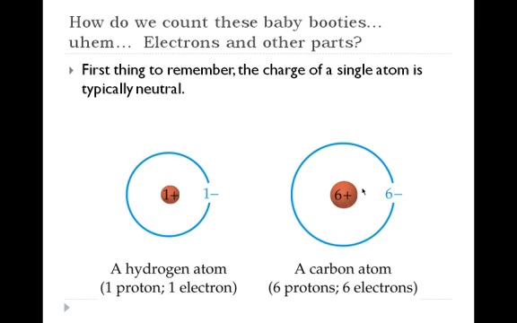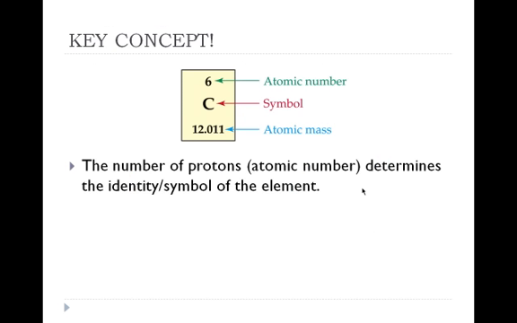All right, so let's take a look at two examples of neutral atoms. We have the hydrogen atom on the left with one proton and one electron. We have the carbon atom on the right with 6 protons and 6 electrons. If we look at both of them, the positive and the negative charges balance out. Overall, each atom has a neutral charge, which means it has no charge at all.